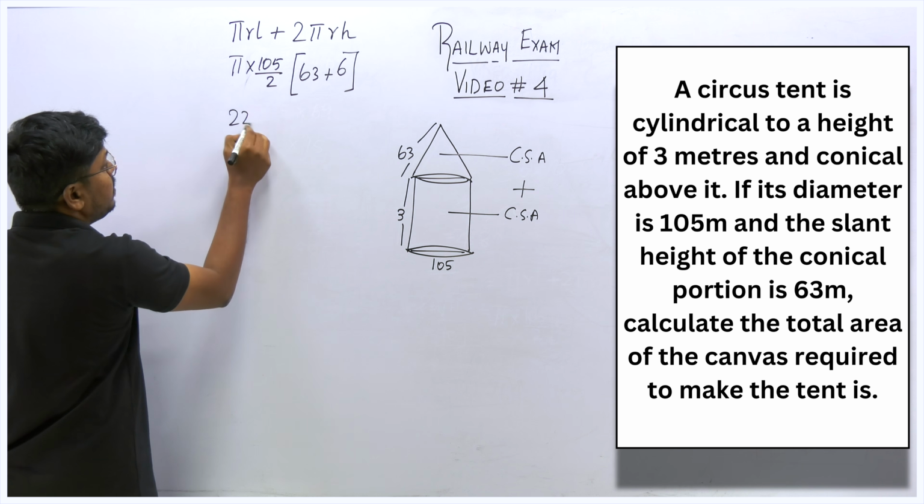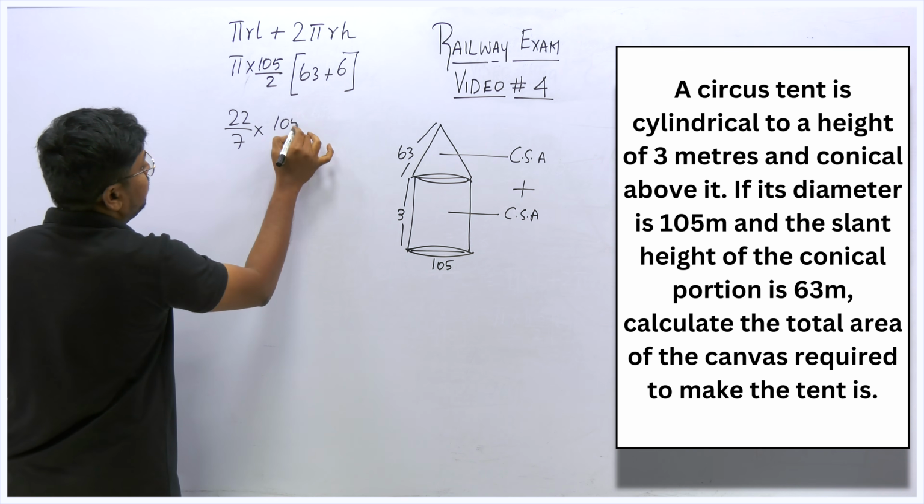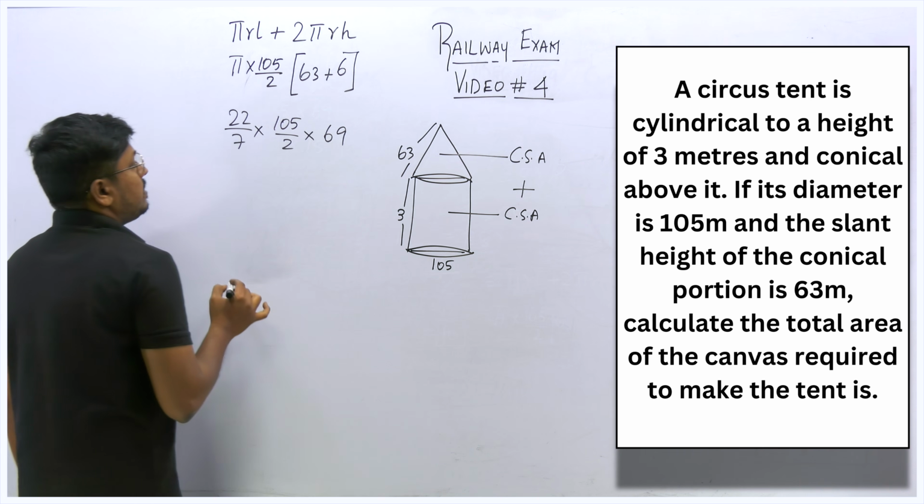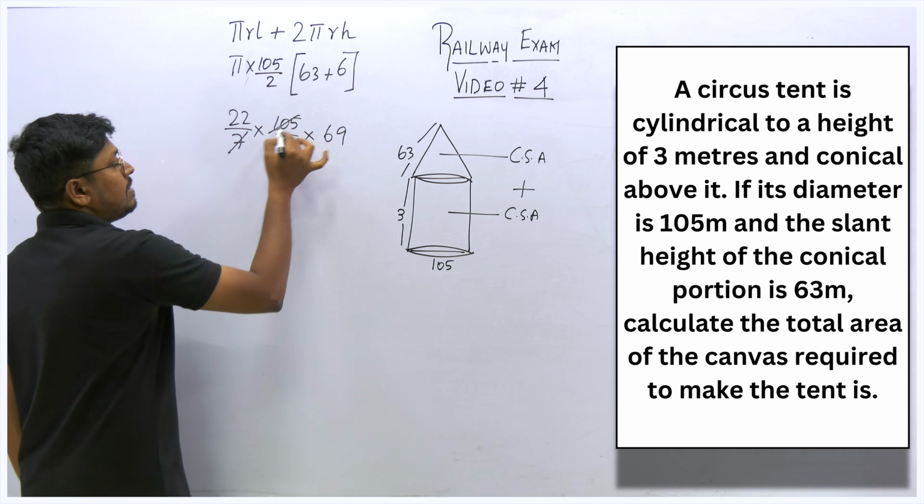So pi will be 22 by 7, into 105 divided by 2, into 63 plus 6, which is 69. So now we can cancel this. 1 7s are 7.